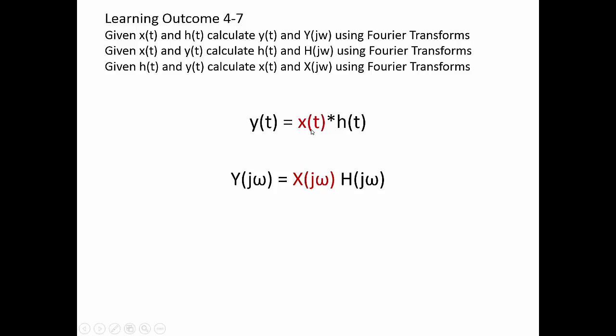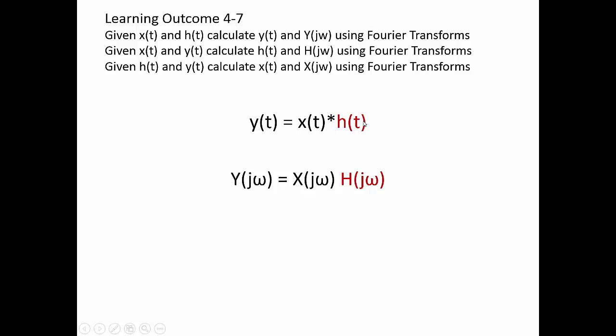Similarly, if we want to find x of t, and we know h of t and y of t, we can take our h of t and y of t and convert them into the Fourier domain, calculate x of j omega through division, and then from our x of j omega, invert the Fourier transform and form our x of t.